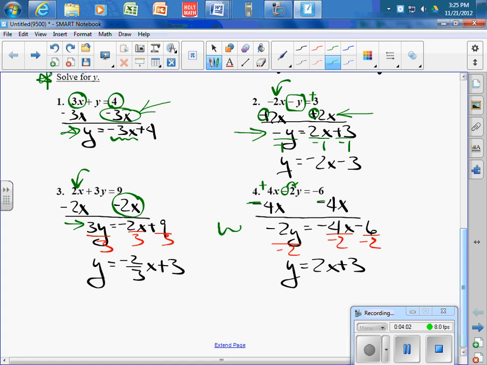What we're left with is negative 2y is equal to negative 4x minus 6. I divide through by -2, and we get y is equal to 2x plus 3.